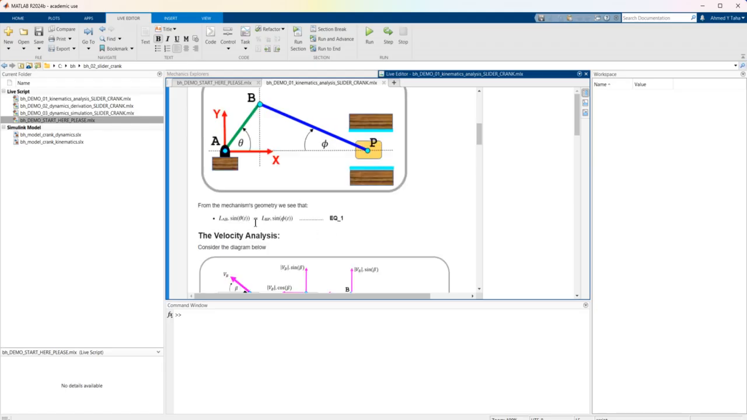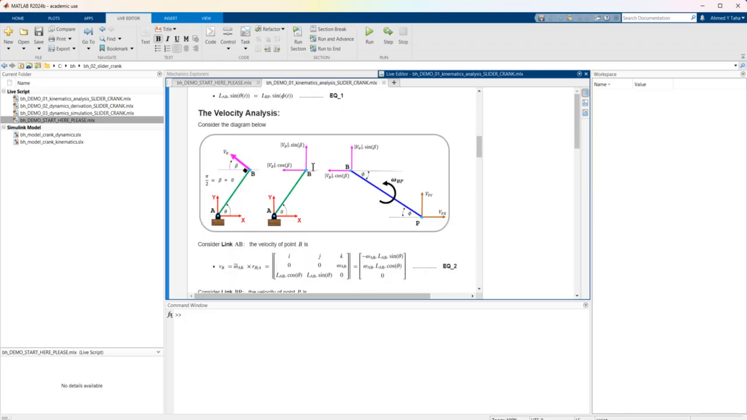So here for this mechanism, we can say that the LAB multiplied by the sine of theta to make it vertical height is going to be equal to the length of the BP multiplied by the sine of phi as a function of time. So that's one of the things that we have here. And again, that's what we said about the velocity analysis.